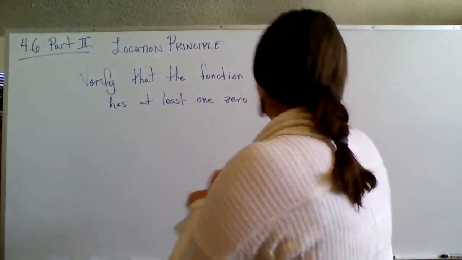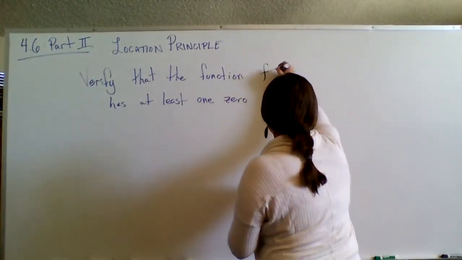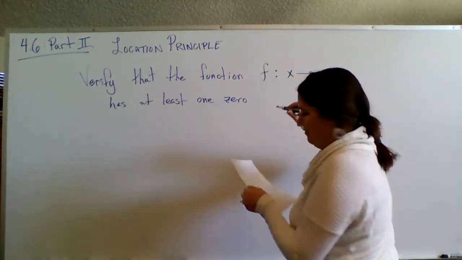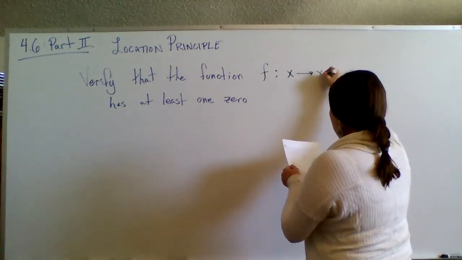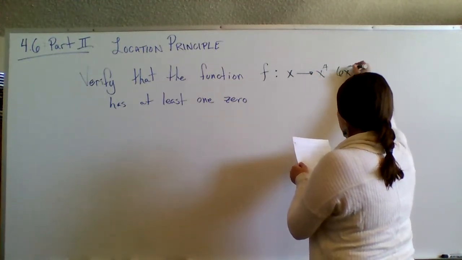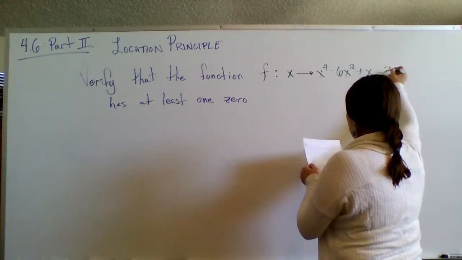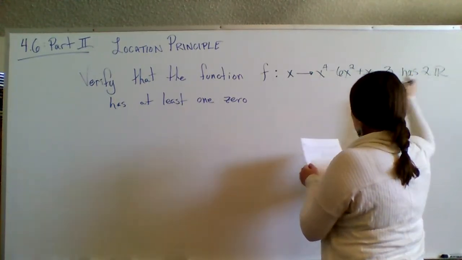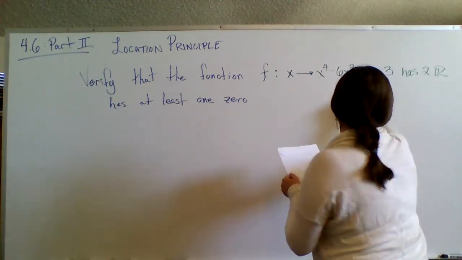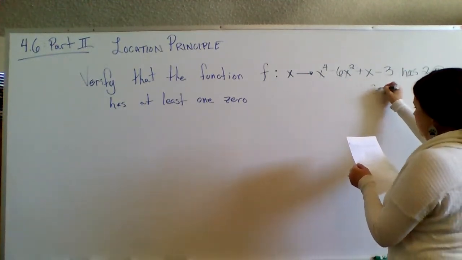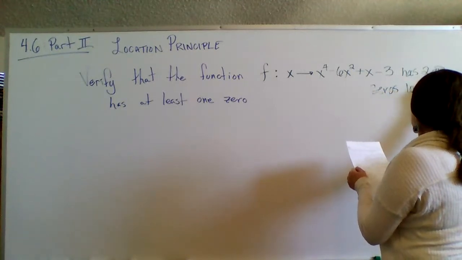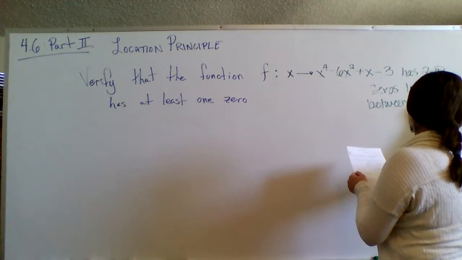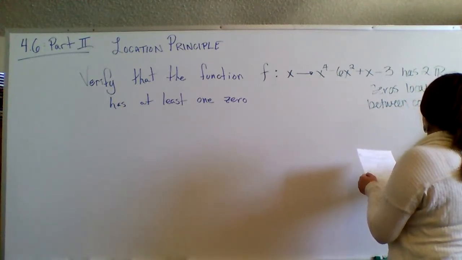Okay, we're verifying that the function f, where every element of the domain is assigned to, remember how this one goes? X to the 4th minus 6x squared plus x minus 3 has 2 real, remember the symbol for real numbers, you guys, the like capital R with the extra bar, has 2 real zeros located between consecutive integers.